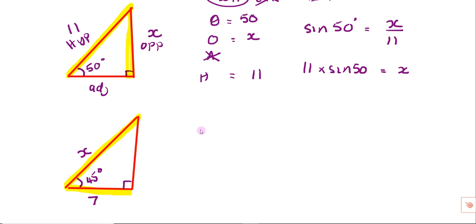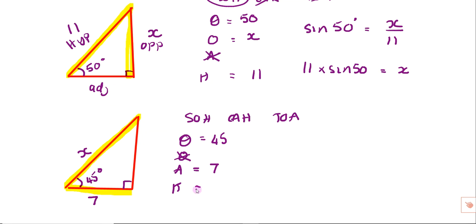So, SOHCAHTOA again. Eventually we'll stop having to write all this out because you'll be like, yeah, I know it. I know which one it is. Theta is 45. Opposite. Don't care. Adjacent 7. Hypotenuse x. Cosine. Cosine. Because I'm not using anything with an O.